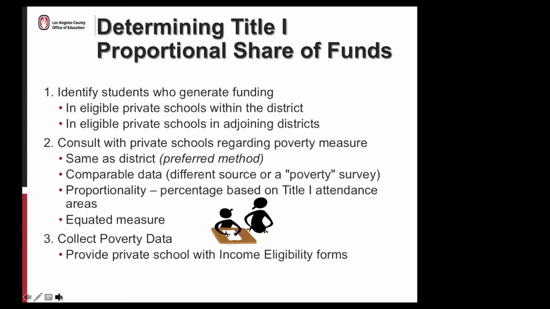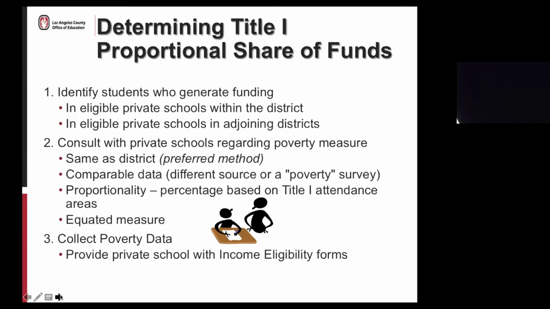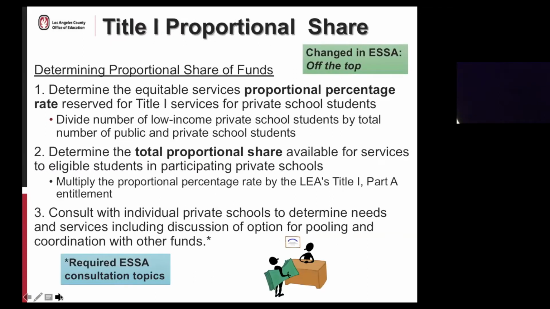After you have agreed on what measure of poverty you will use, you will need to collect the poverty data from the private school families. Then the poverty data will need to be filtered in order to identify the number of students ages 5 through 17 who are from low-income families and attend the eligible private schools. Now that you have all your poverty data, you can determine the proportional share of funds reserved for the Title I services for private school students.